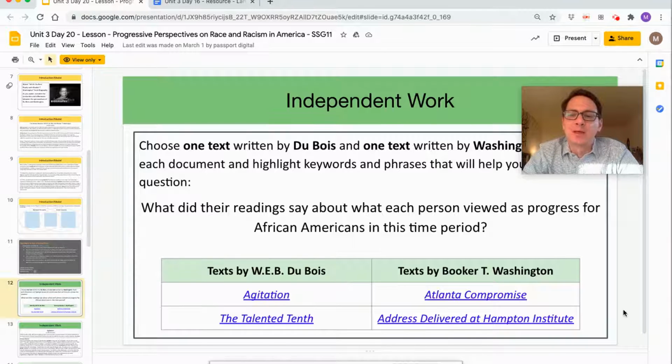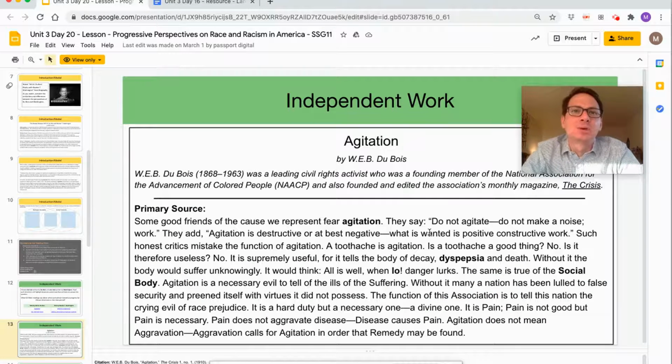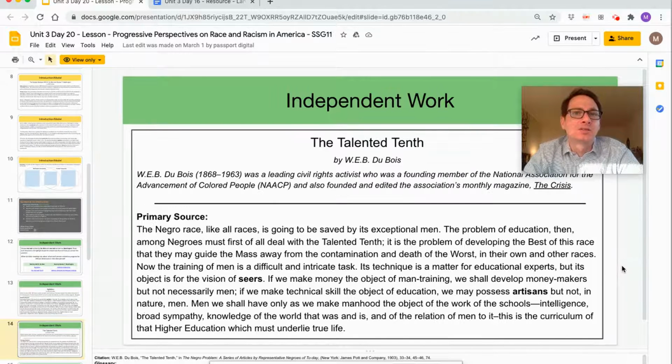Instead of having the students haphazardly make their selections or only use the titles, you could also present them with this information. Agitation, right here, by W.E.B. DuBois, appeared in The Crisis in 1910, and in it, he defended his philosophy of agitating and disrupting the status quo through a metaphor of bodily pain. The Talented Tenth, the second W.E.B. DuBois option, appeared in a book published in 1903 that was a collection of essays written by prominent African-American voices. In this excerpt, he talks of the role of the most gifted African-American men as leaders and role models of the African-American community, and the important role that higher education plays in the process.